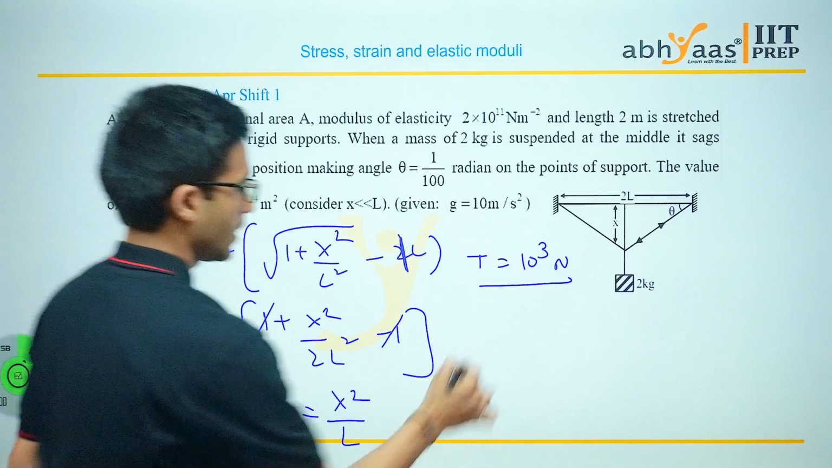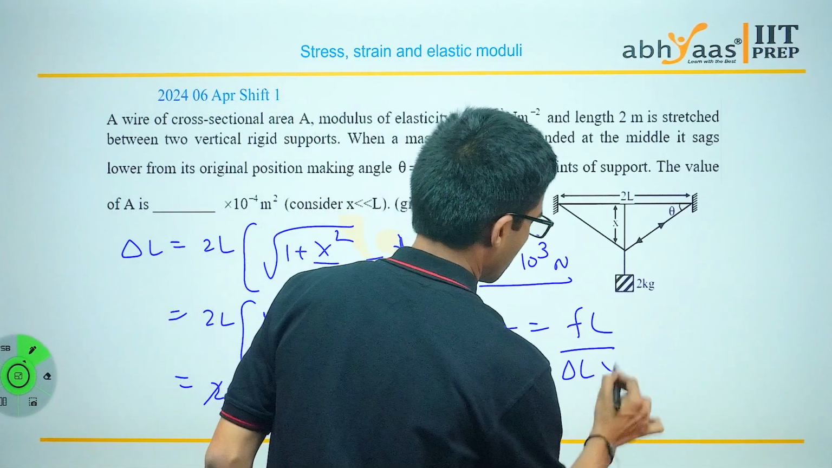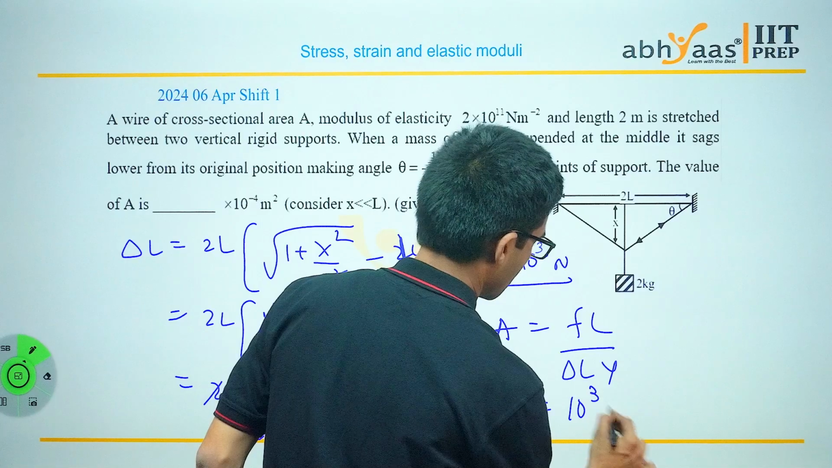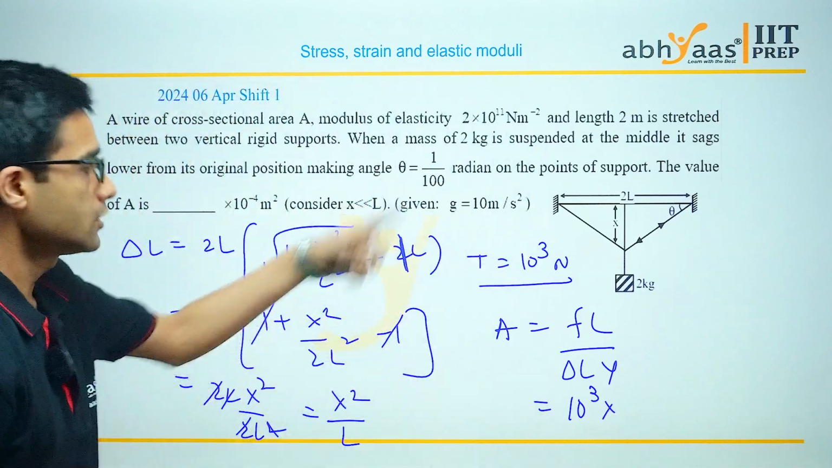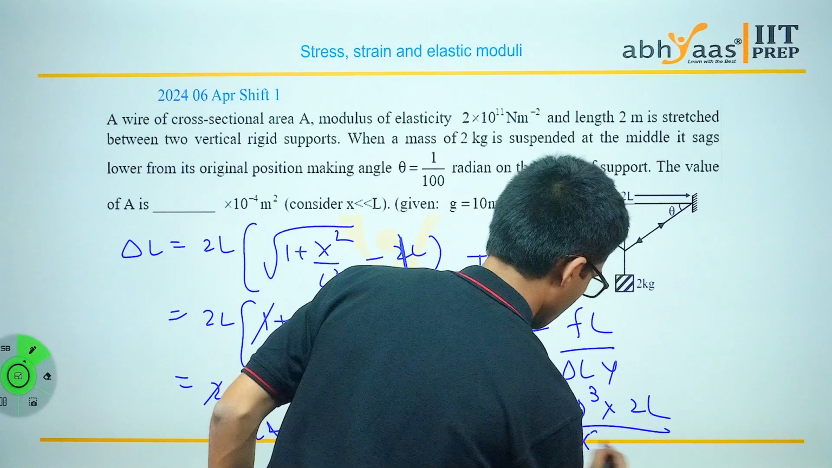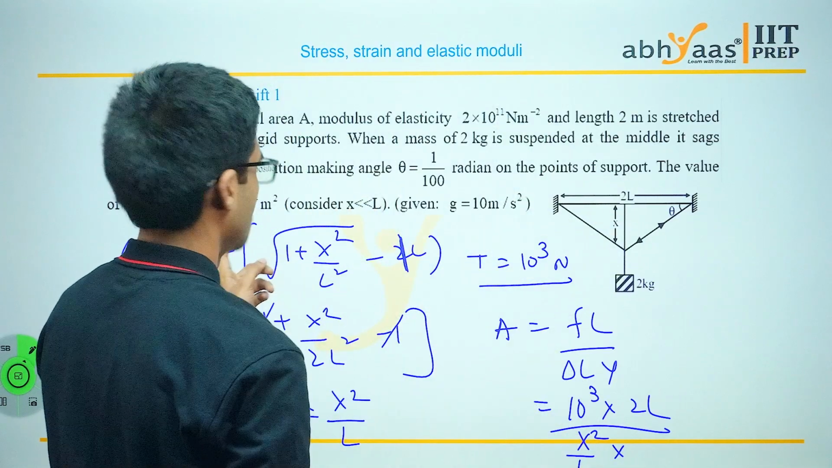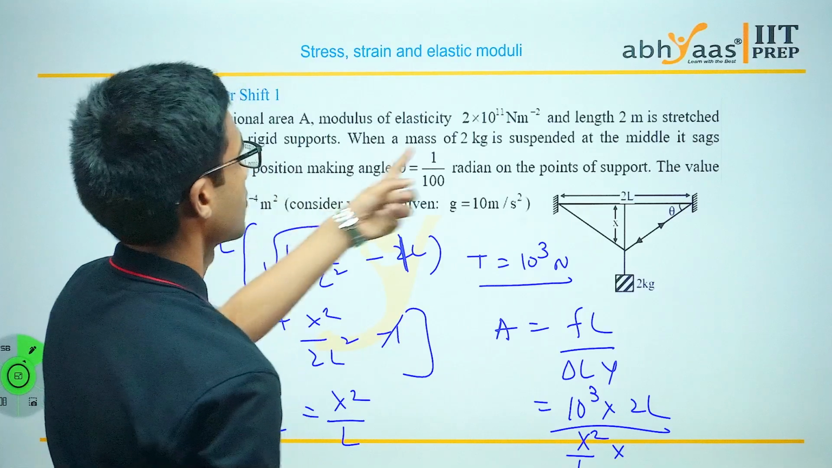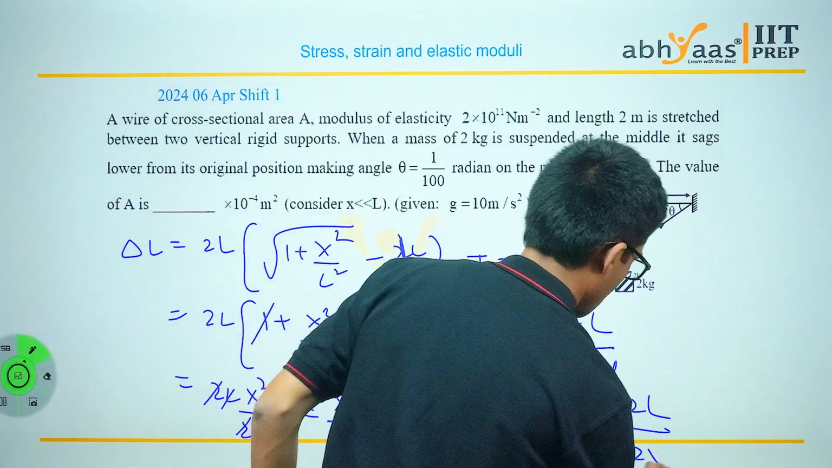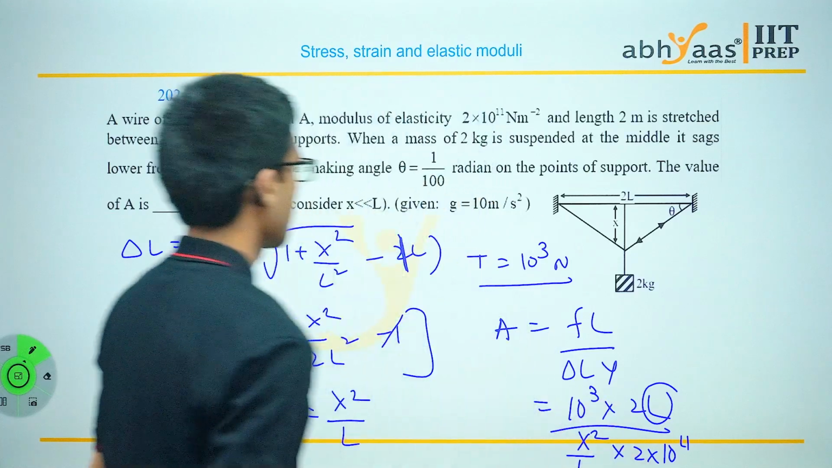L. So then A is equal to FL by delta L into Y. F is 10 cube now. Length is what happened? Length is 2L, divided by X square by L into Y. Y is how much? Y is given, 2 into 10 power 11. Okay, so you can calculate this one.